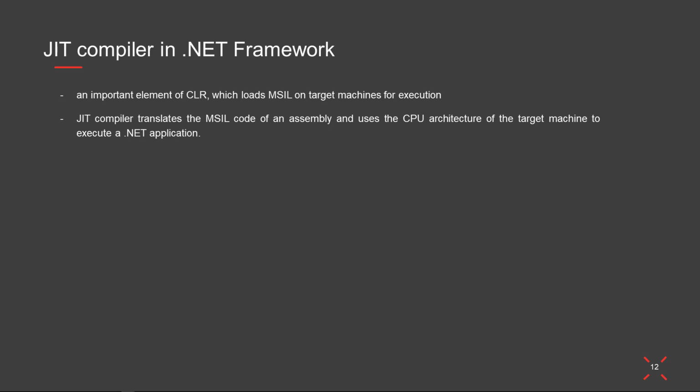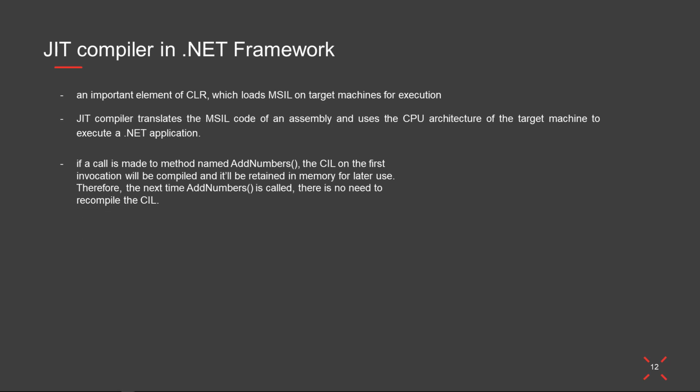As the jitter compiles CIL into the related machine code, it will cache the result in memory for the target operating system. For example, if a call is made to a method named addNumbers, the CIL on the first invocation will be compiled, and it will be retained in memory for later use. Therefore, the next time addNumbers is called, there is no need to compile the CIL.